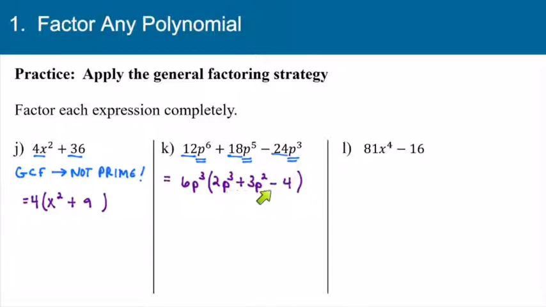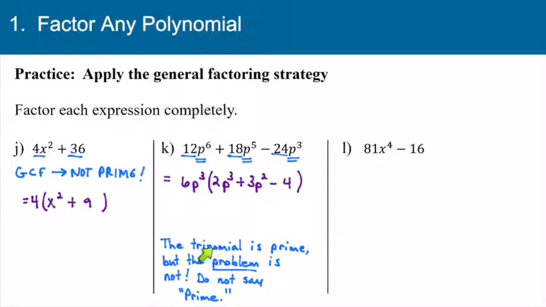Okay, so now we have 3 terms inside our parentheses, and the only way to factor something with 3 terms is to reverse FOIL. But in this case, we're not going to be able to reverse FOIL because this is not a square and a first power and a constant. This is a cube and a second power, and we can't do anything with that. So this is as far as we go.